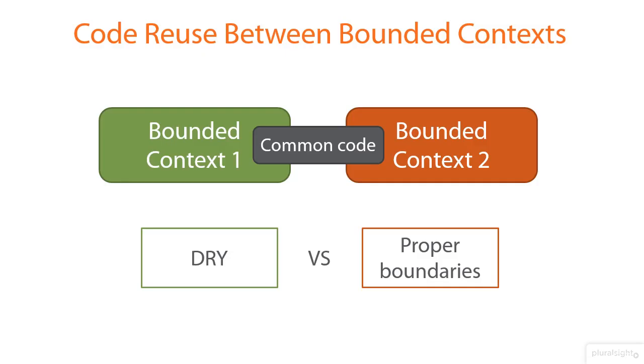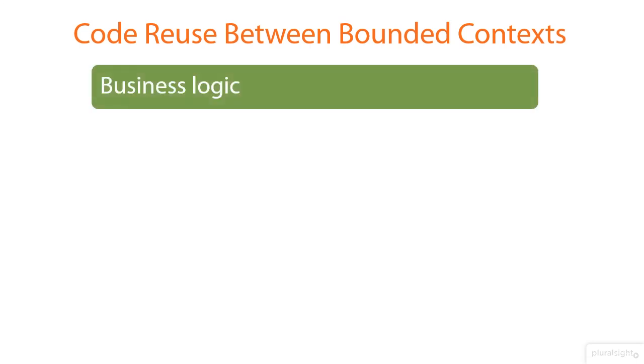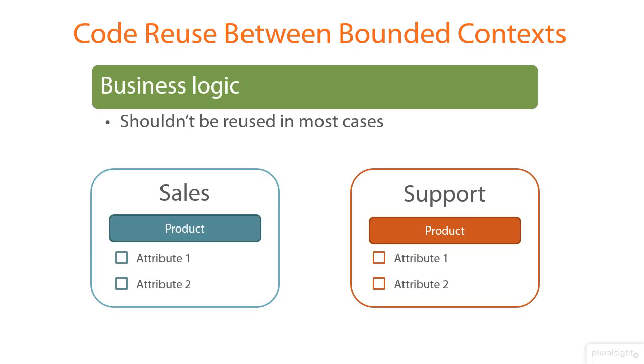To answer this question, we need to define different types of code which can be a potential subject for reuse. The first type is code that carries business logic. Such code should never be reused unless it has the exact same meaning for all bounded contexts involved. For example, you might have two bounded contexts, sales and support, which both contain a product entity. It may even be that these entities have some behavior in common.